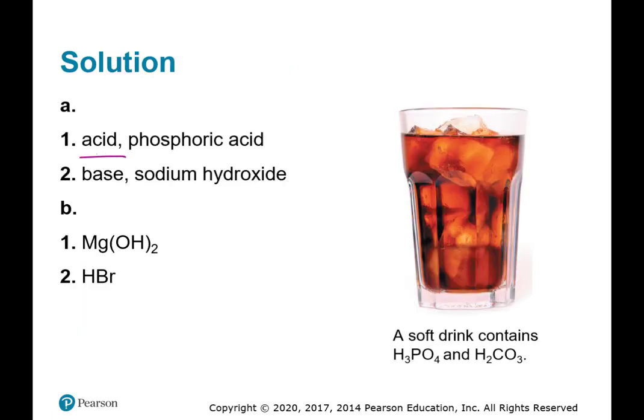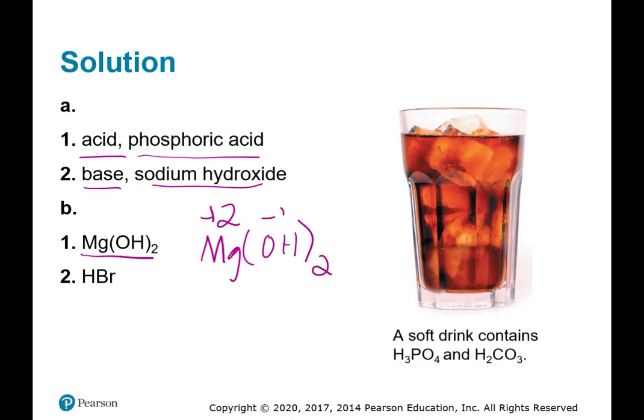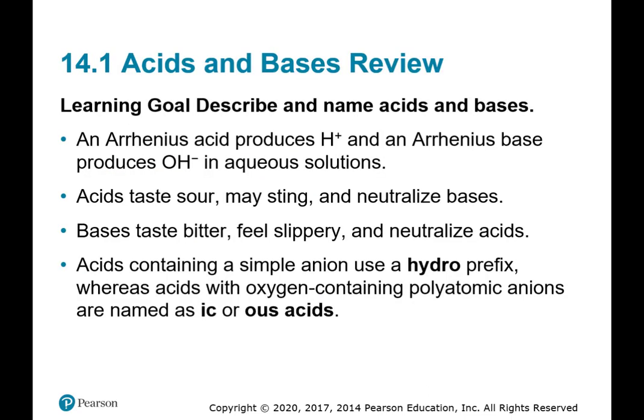Hopefully you said that 1 was an acid. H3PO4 is phosphoric acid. NaOH is a base, and that is sodium hydroxide. Magnesium hydroxide would be Mg(OH)2 because magnesium is a +2 ion and OH is a -1 ion, so we would need 2 hydroxide ions. And hydrobromic acid, HBr. Take a minute to look over the review and make sure you understand the learning goal.